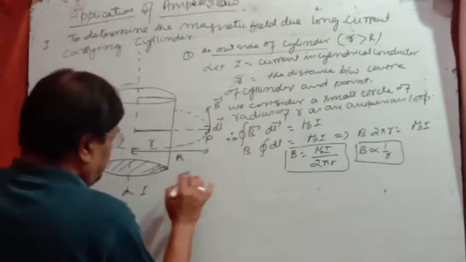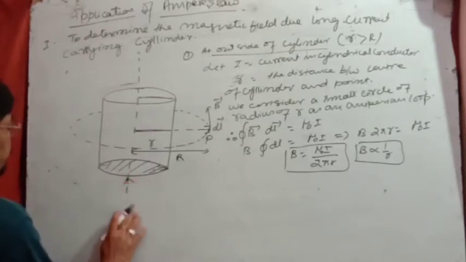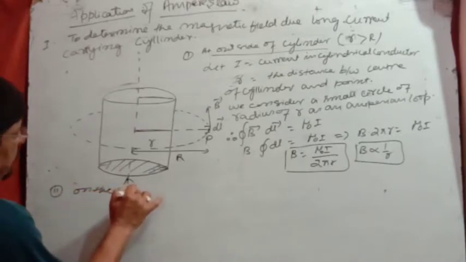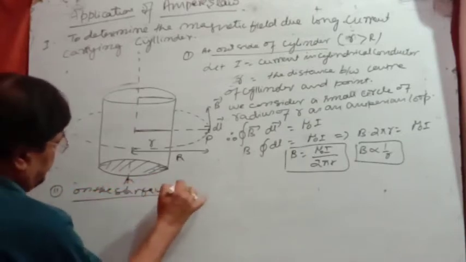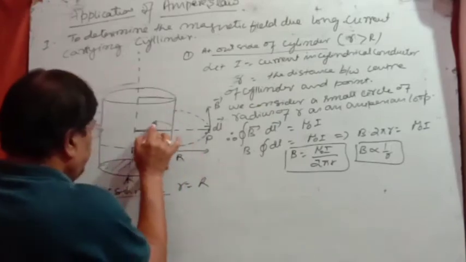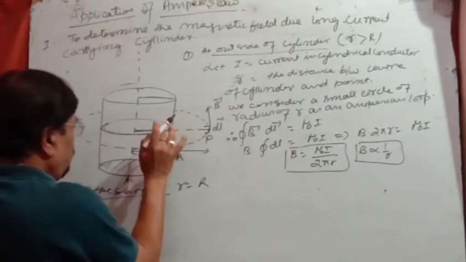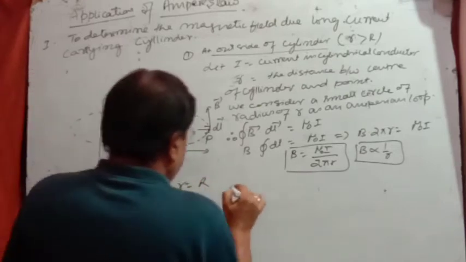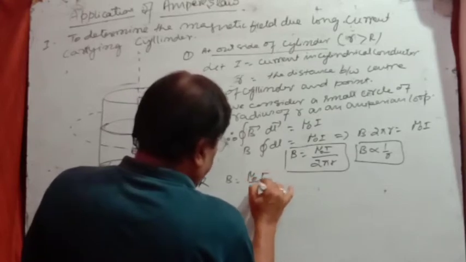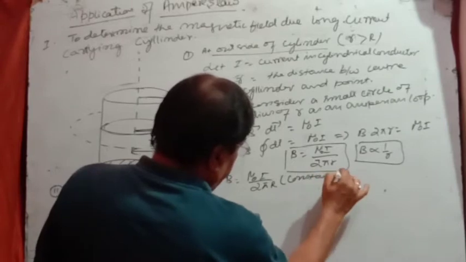Okay. Now we take the second case, on the surface. It means r equal to R. Put r equal to R, because it is already the circular closed surface, that is the capital R. So B will be equal to mu naught I by 2 pi R, which is a constant and the maximum value.